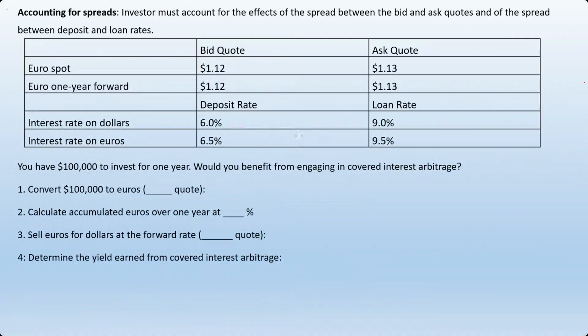Account for the bid-ask spread. So let's say you have 100,000 to invest for 1 year. Will you benefit from engaging in covered interest arbitrage? We have the euro spot rate, forward rate, deposit rate, and loan rate. So we found that the interest on euros is slightly higher than the interest on dollars. So we're gonna convert 100,000 US dollars to euros. So basically we buy euros, at the bid price or the ask price?